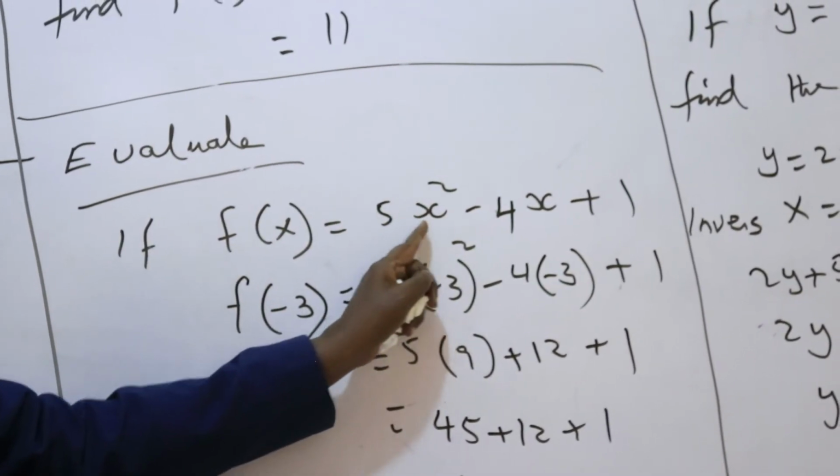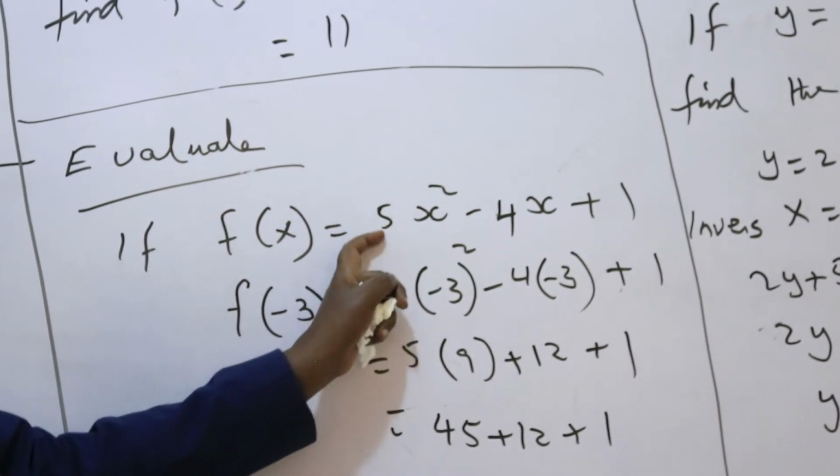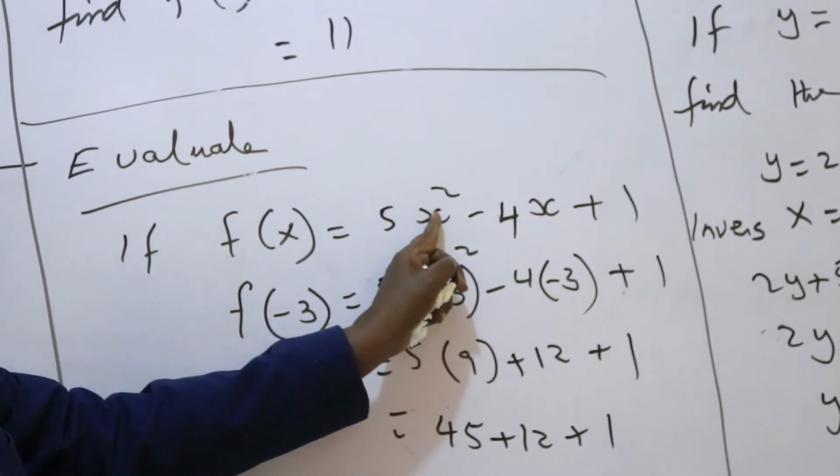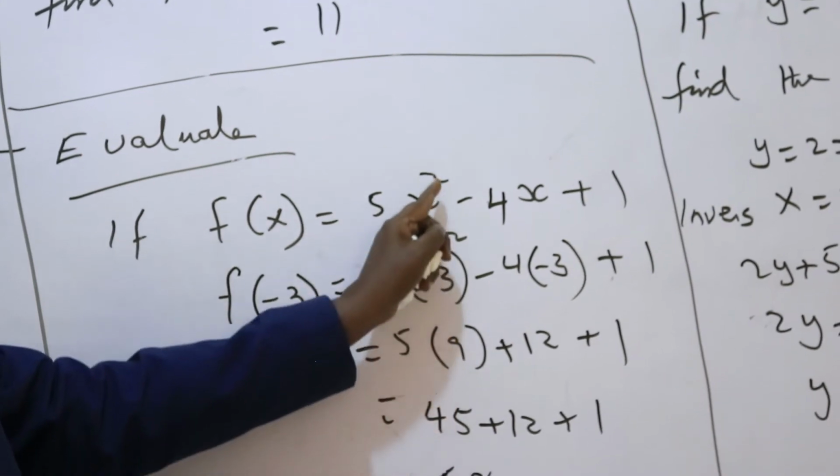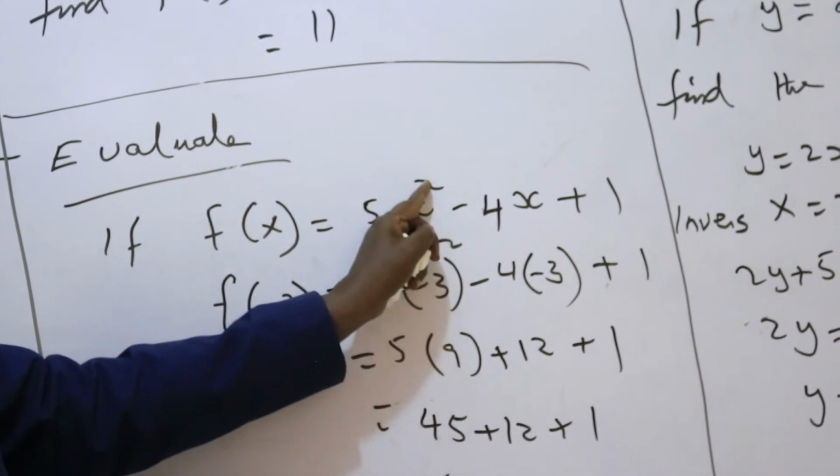Where x is, put minus 3. Instead of x, write minus 3 squared.